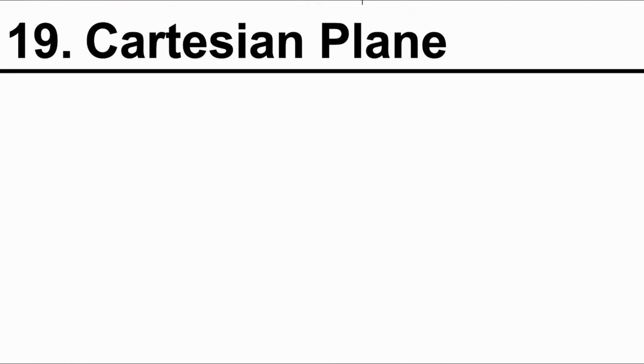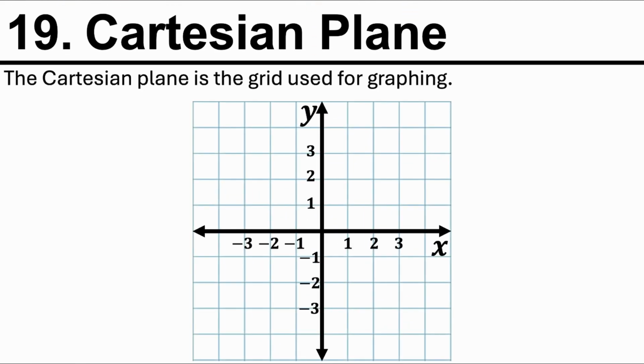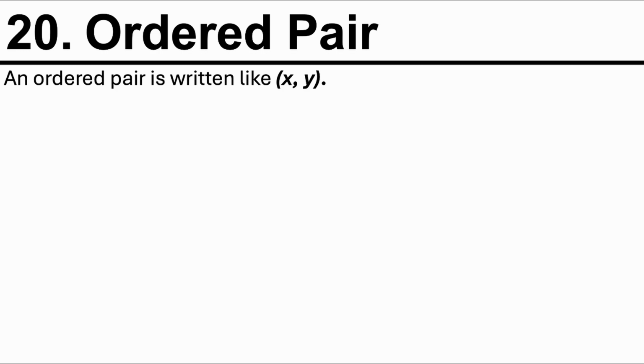Moving on to the Cartesian plane. The Cartesian plane is the grid that's used for graphing. And so here we have a graph. It's got a vertical or an up and down y-axis and a horizontal or a left to right x-axis. Now, what do we do with the Cartesian plane? Well, we use it to plot ordered pairs. An ordered pair is simply written as x comma y.